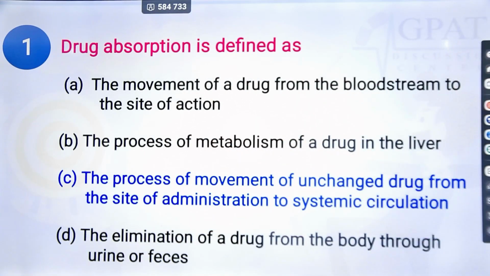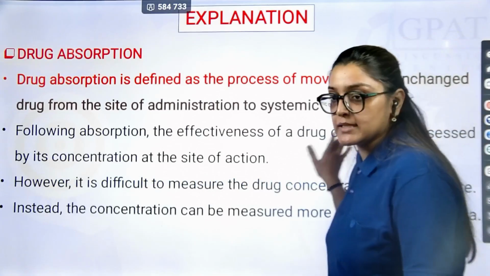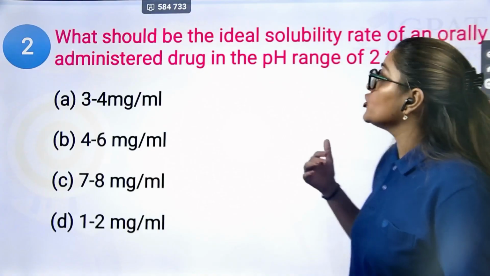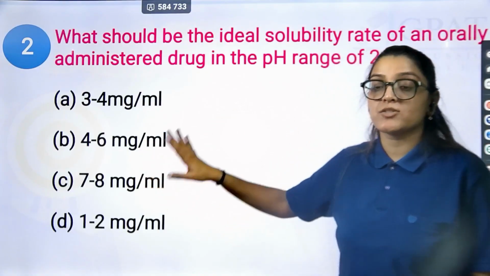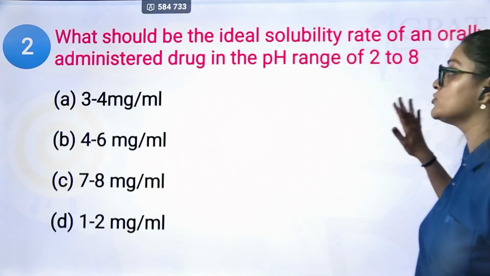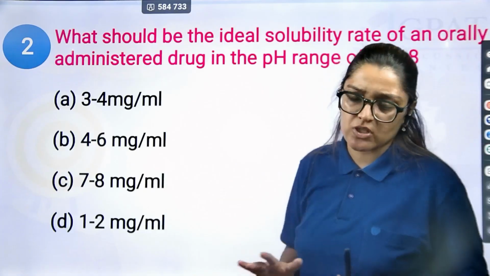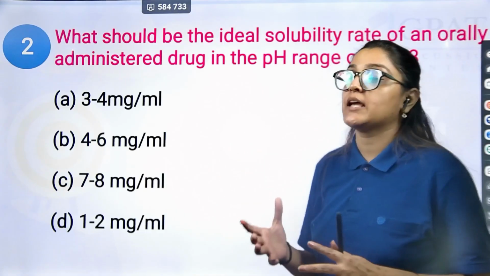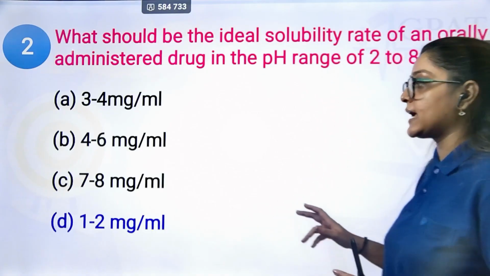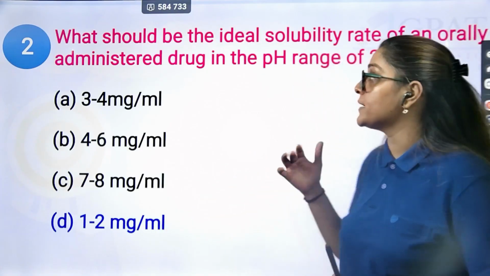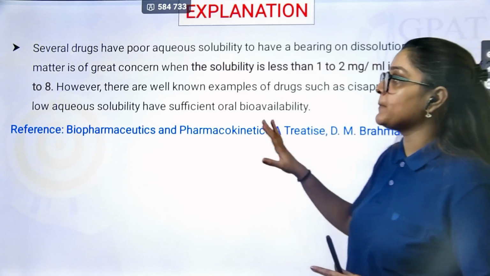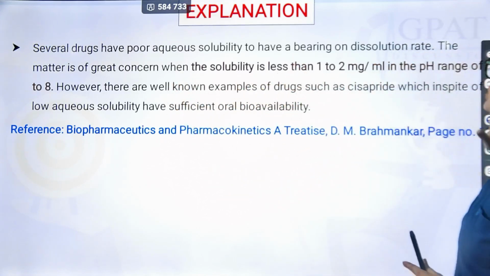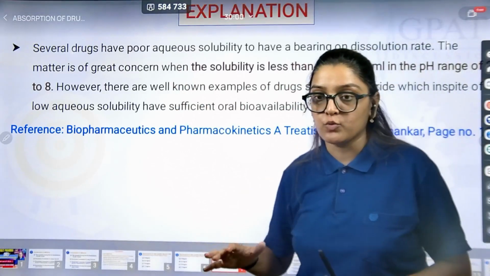Okay, moving on to our next question. So this was the drug absorption. What should be the ideal solubility of an orally administered drug in the pH of around 2 to 8? Now this is a very broad question. Generally such questions are not entertained, but still you must have an idea about it. So we have the correct answer around 1 to 2 milligram per ml. Considering the pH range, the solubility of the drug has to be around 1 to 2 mg per ml in the pH range of 2 to 8.